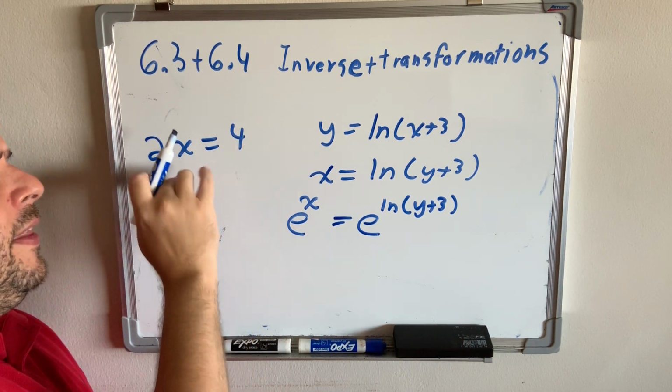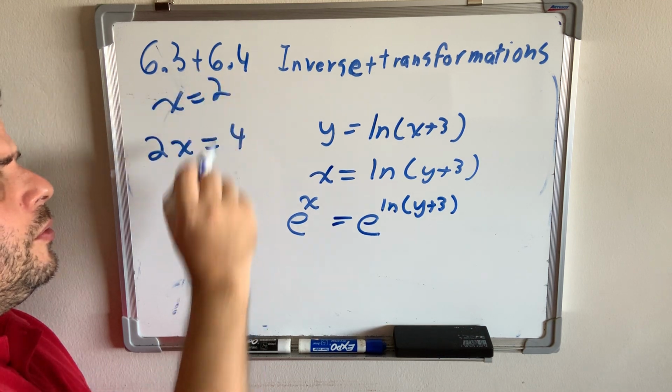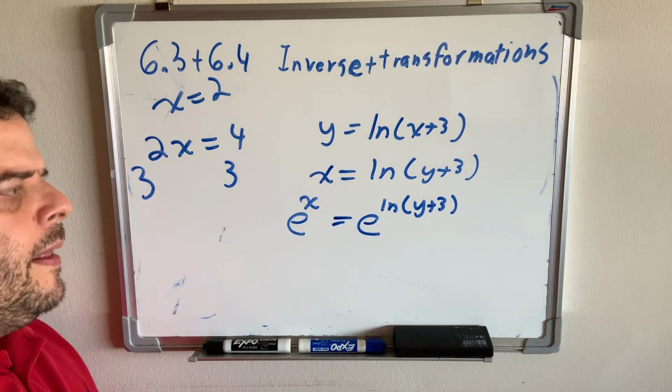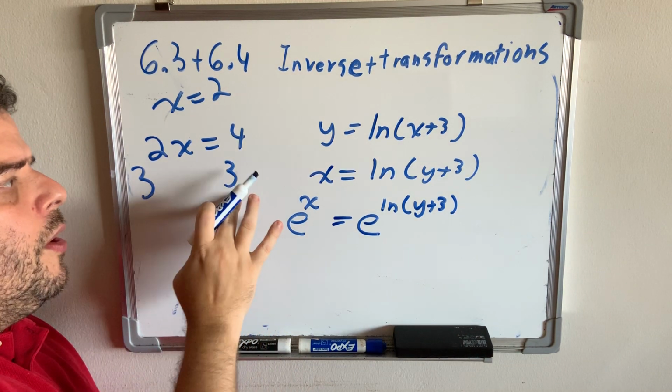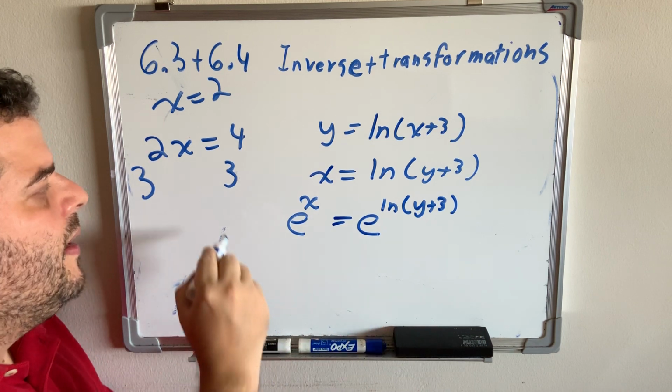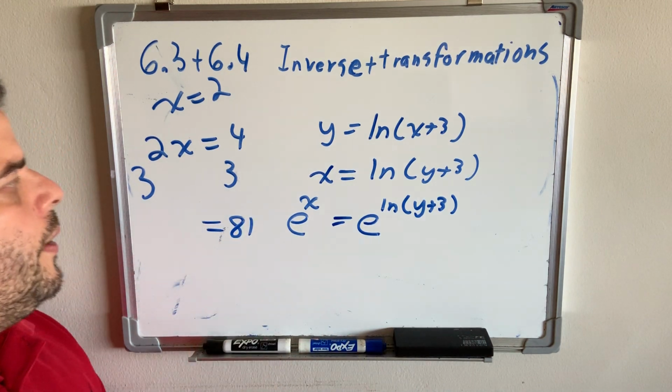2x equals 4. In this case, my x is 2. Let's exponentiate both sides by 3 and see if it's still true. 3 to the 4th power: 3 times 3 is 9, times 3 is 27, times 3 is 81.